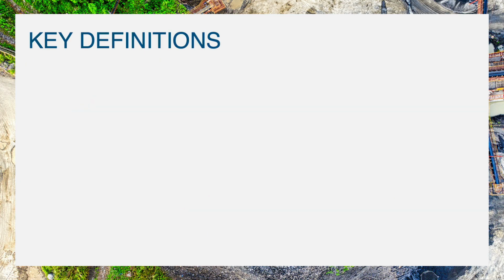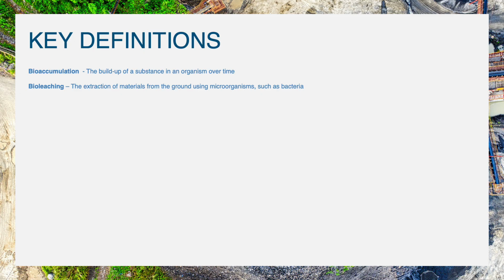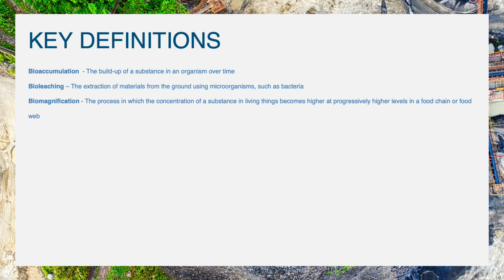Let's finish by checking the key vocab. Bioaccumulation is the buildup of a substance, often a pollutant or toxin, inside one organism over time. Bioleaching is the biological extraction using microorganisms such as bacteria to help release metals from ores into a solution. Biomagnification is the increase in concentration of a substance at higher levels in a food chain or food web.